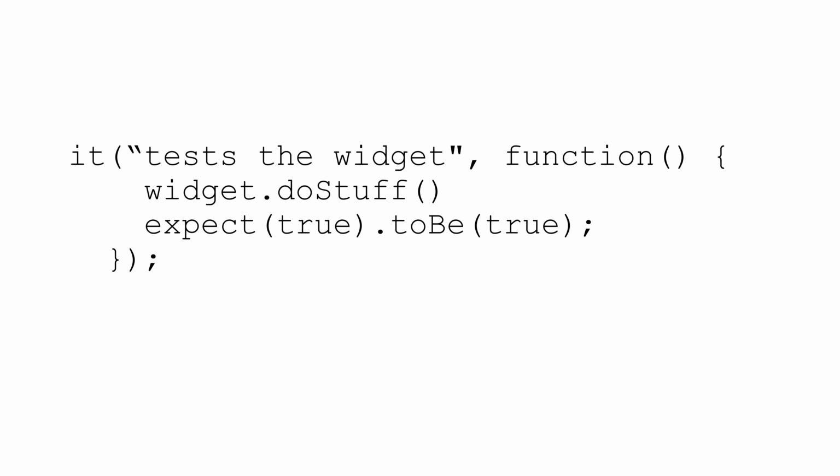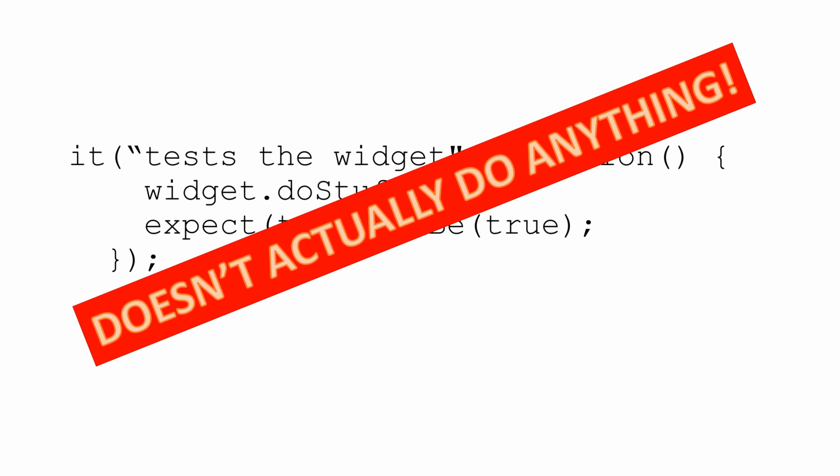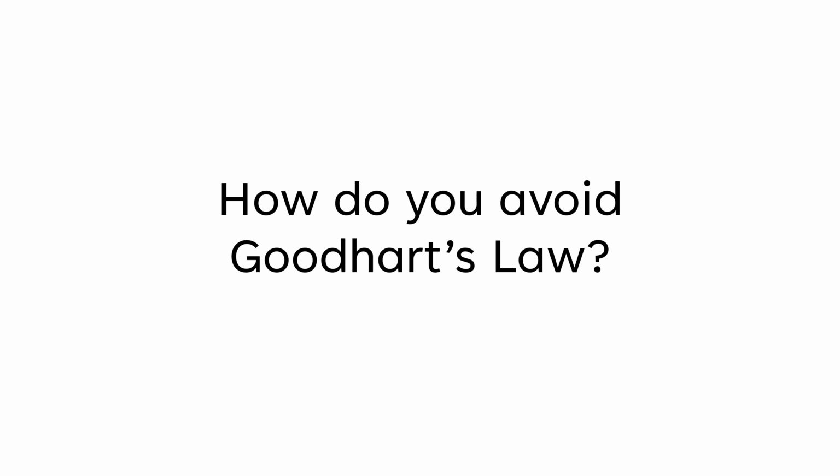So the very clever engineers started writing a lot of automated tests. However, these tests didn't actually test anything, and they were completely useless. Worse than useless, actually, because they gave the illusion that testing was happening. So, how do you avoid this trap? How do you avoid Goodhart's Law?